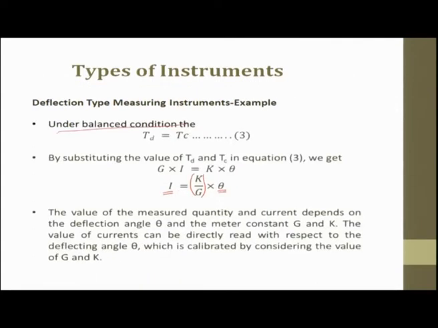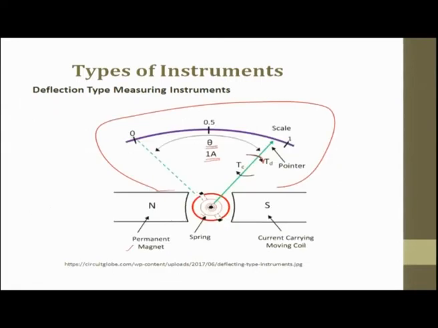The value of the current can be directly read with respect to the deflecting angle theta, which is calibrated by considering the values of G and K. So, if you see this meter, suppose you buy it for the first time. First of all, they apply load and adjust the stiffness of the spring and make sure that the instrument is sensitive. Then, since it has a moving mechanical part, over a period of time it gets wear and tear. So, again it has to be calibrated.